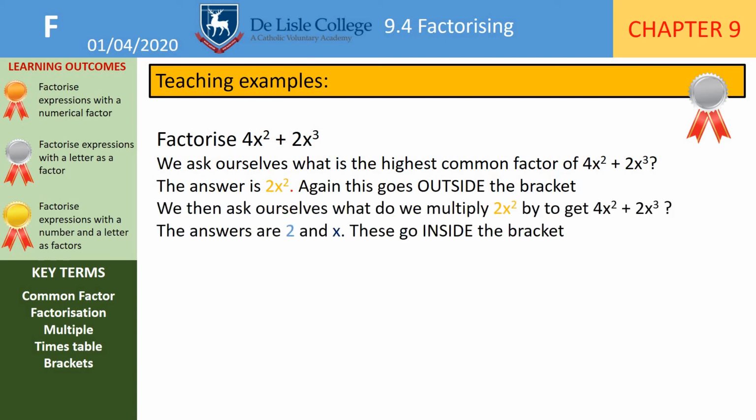We then ask ourselves what we multiply the 2x squared by to get 4x squared and 2x cubed. The answers are 2 and x, and they go inside the bracket. So 4x squared plus 2x cubed equals 2x squared, brackets 2 plus x. You can always multiply out the brackets again to check that you get back to the expression you started with.